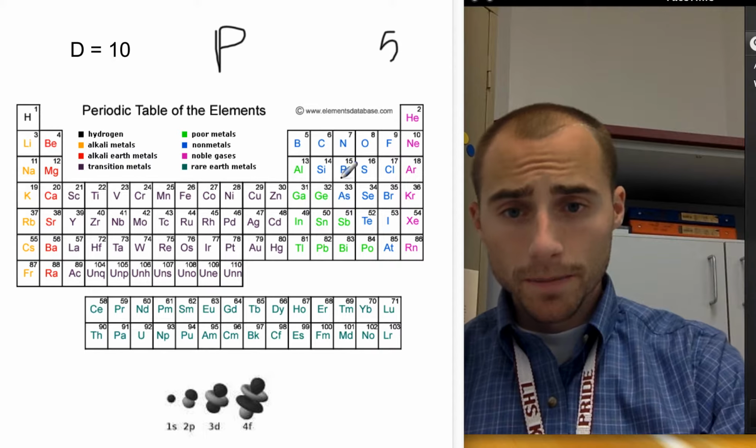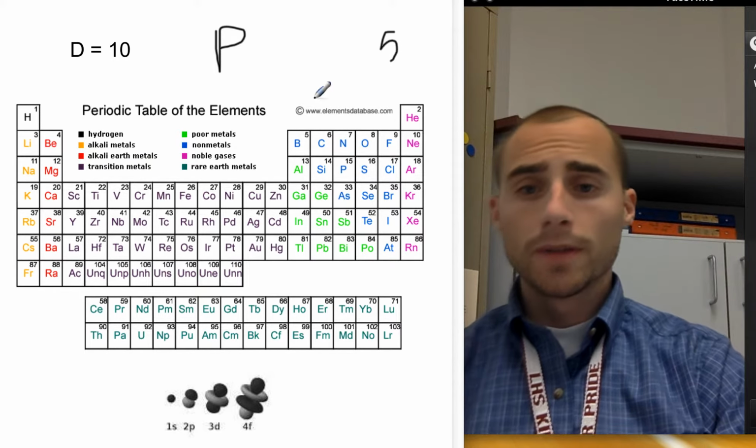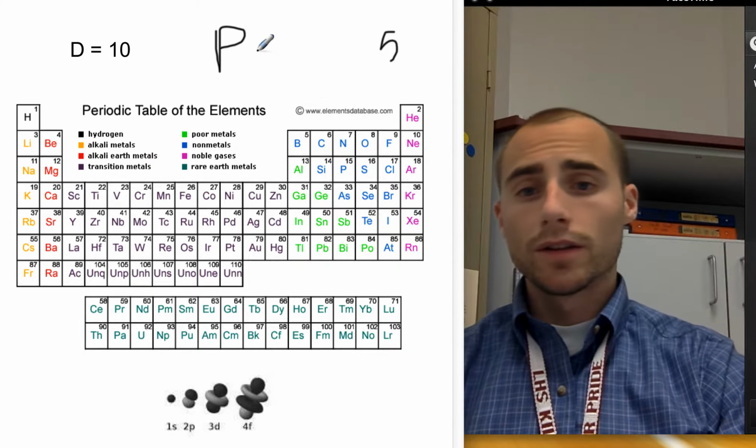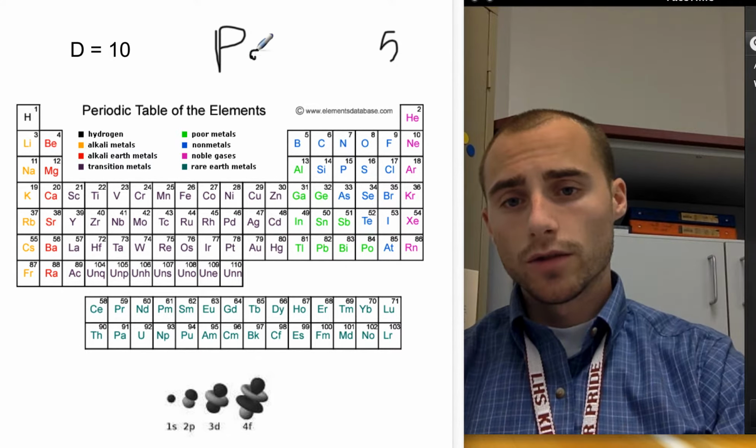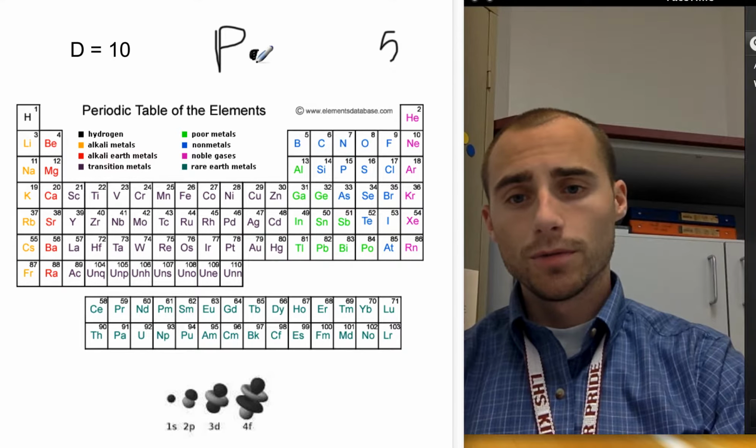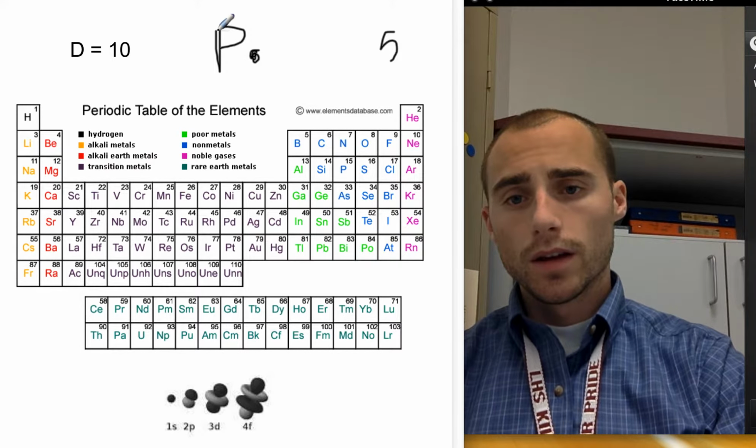Now, where did I get P from? P is the symbol for phosphorus. It has 5 valence electrons. So how am I going to fill out my Lewis dot diagram? I'm going to put 1 electron right here. You always start on the right side of the symbol. 1 electron here. Then you go to the left side. 1 electron right here.